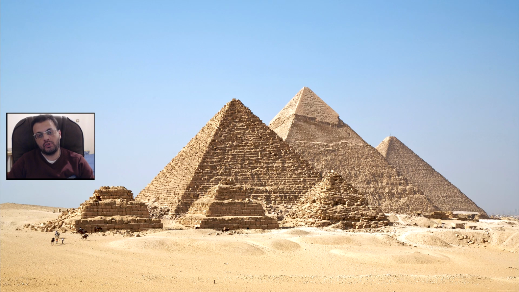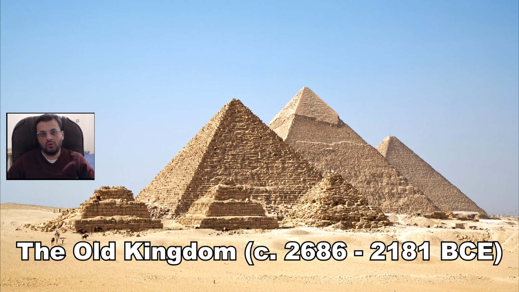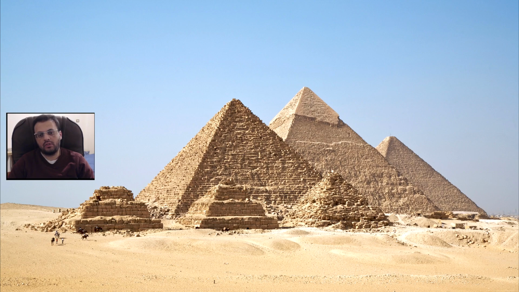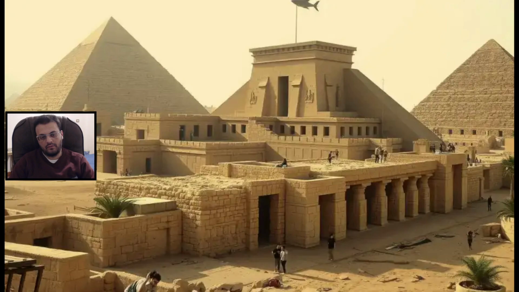Okay, now let's move on to the Old Kingdom, which is also known as the Age of Pyramids. This era saw the construction of Egypt's most famous pyramids: the Great Pyramid of Khufu, the Pyramid of Khafra, and the Pyramid of Menkaure. Also the Great Sphinx of Giza. Pharaohs were seen as divine rulers and society was highly structured.